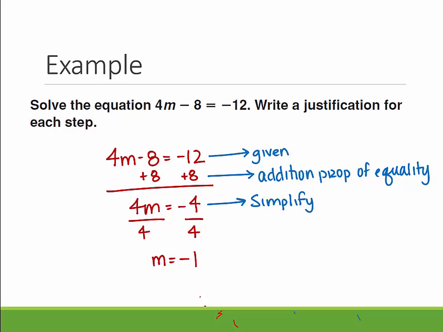And then I divided everything by 4. So this right here is the division property of equality, that says I can do this. And then again, I had to simplify.